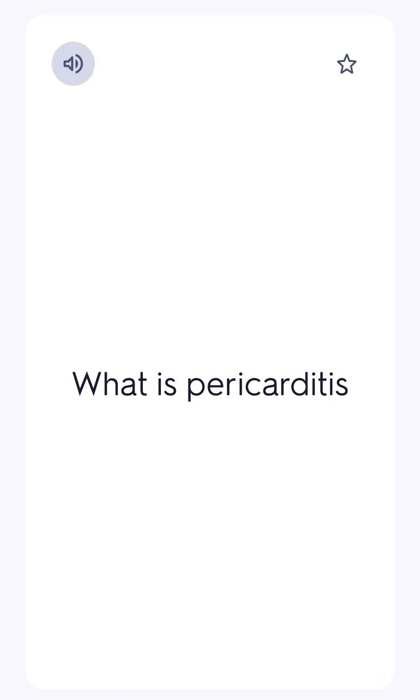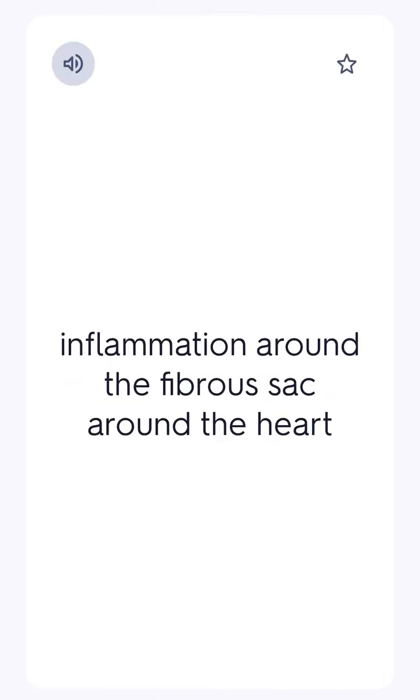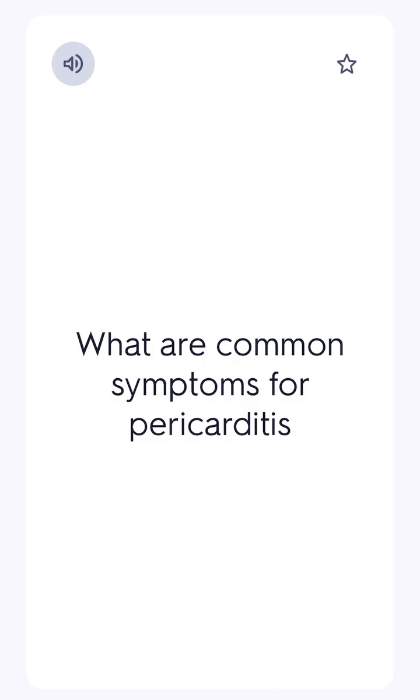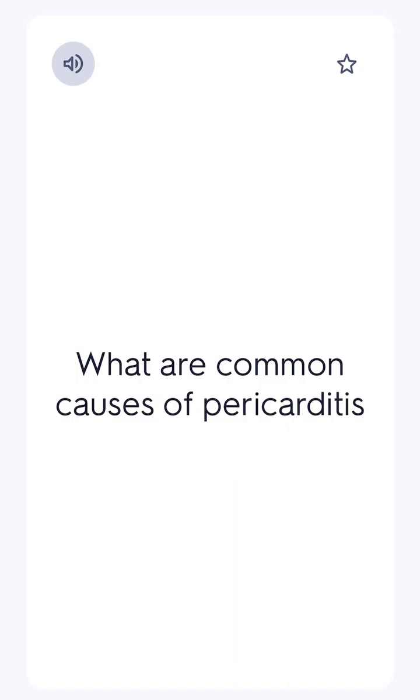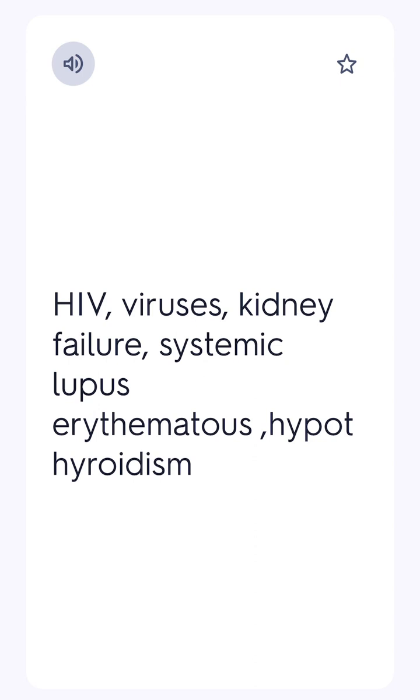What is pericarditis? Inflammation around the fibrous sac around the heart. What are common symptoms for pericarditis? Sudden onset of chest pain, sharp pain, worse on inspiration, less pain when sitting forward, fever if viral infection. What are common causes of pericarditis? HIV, viruses, kidney failure, systemic lupus erythematosus, hypothyroidism.